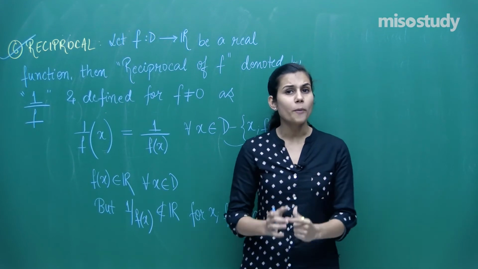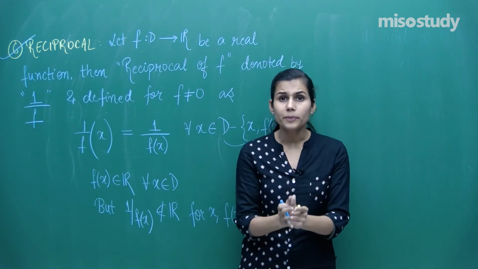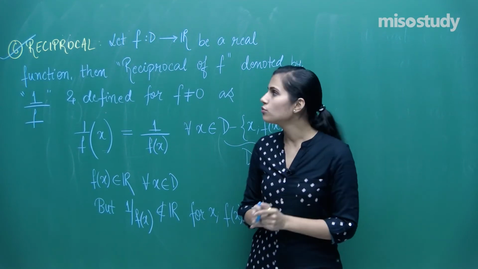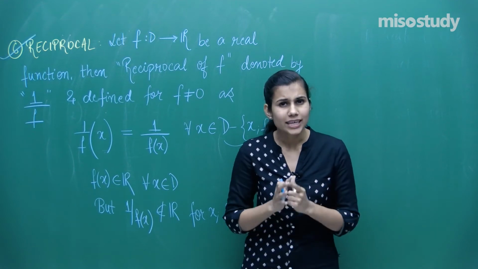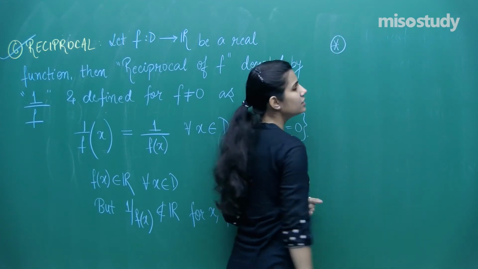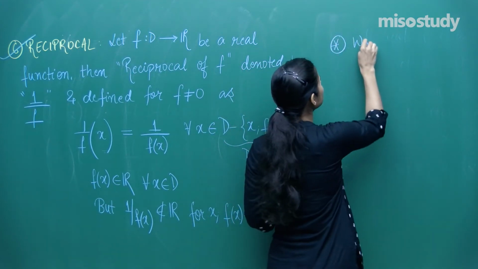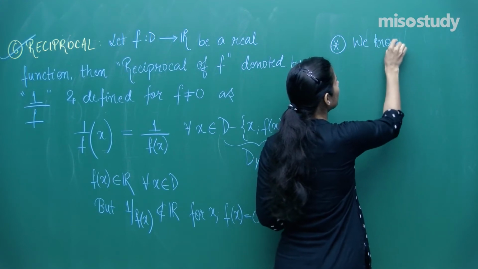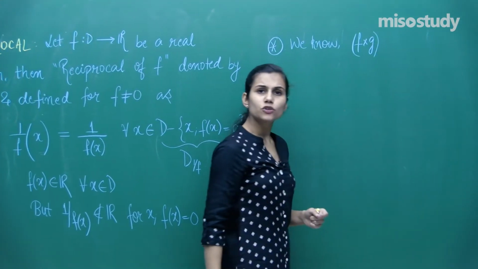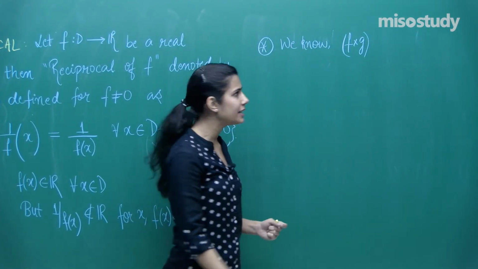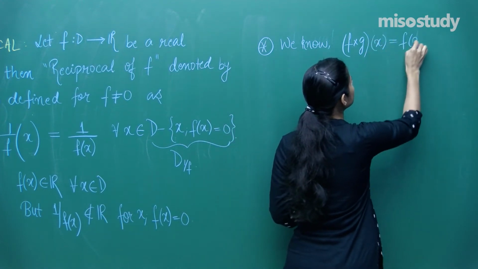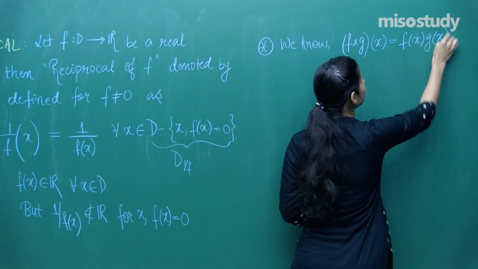I can bind them through the operation of addition, or through subtraction, or through product, or through quotient, or through reciprocals. Now if I just make one small point, we all know from the operations that f into g, if f and g are two real functions with their specific domains d1 and d2, suppose, then f into g of x is f(x) into g(x).